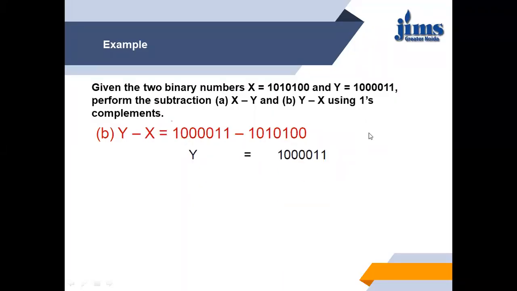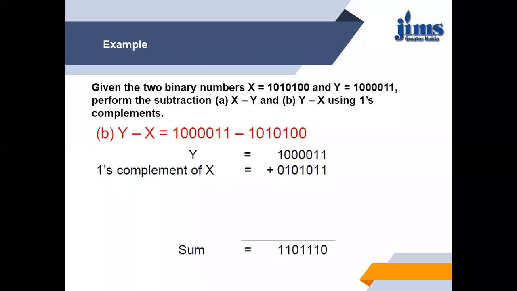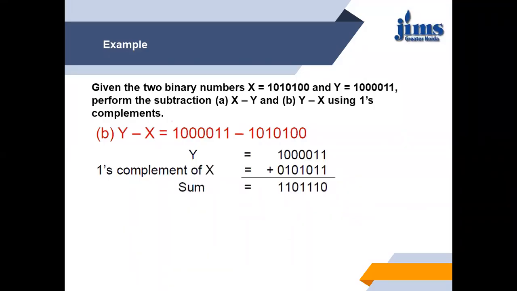So add it to y. Here is your y. Here is your 1's complement of x. And we just add y and 1's complement of x. So here it comes 1 plus 1 is 0, carry 1. 1 plus 1 plus 1, 3, is 1, carry 1. 1 plus 0 plus 0 is 1. 1 plus 0 is 1. 0 plus 0 is 0. 1 plus 0 is 1. 1 plus 0 is 1.